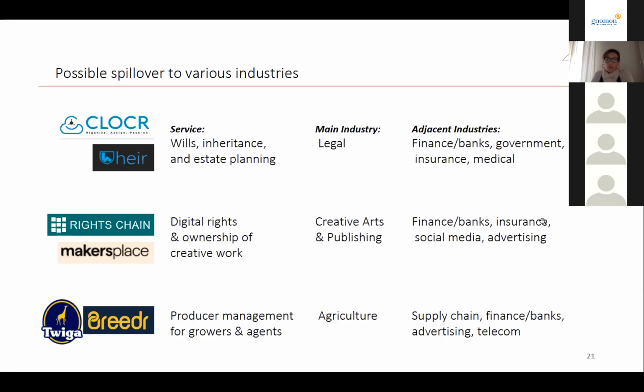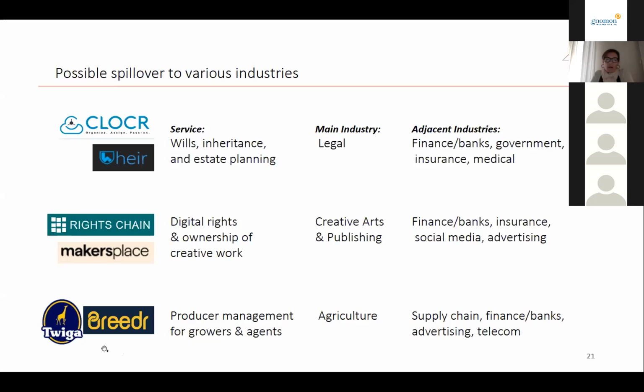Finance, again, obviously, insurance, right? People insure artwork. Social media, one of the biggest abusers of digital creative work, is, you know, the minute you put it up on the internet, it's going to get stolen or used by someone who wouldn't attribute it or give you credit for it. And obviously advertising. Finally, agriculture is a good industry that is actually adopting blockchain much faster than one would think. Twiga in Kenya is a very interesting example.